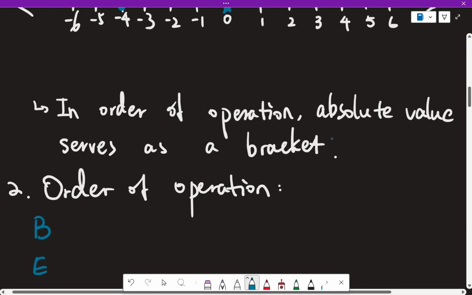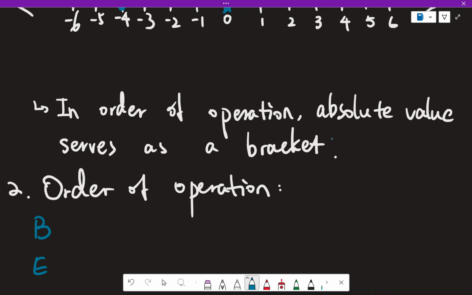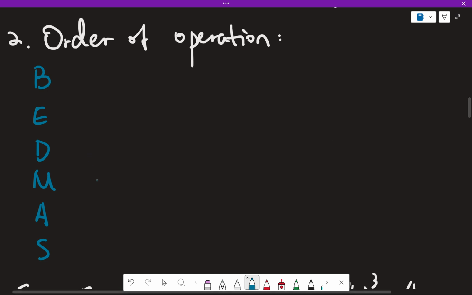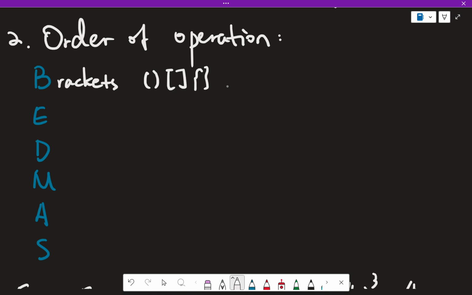In order of operations, absolute value serves as a bracket, so it has the same priority as a bracket. So next, we're going to take a look at the order of operations. A very useful acronym is BEDMAS. First, B stands for brackets, any type of bracket: a parenthesis, a square bracket, curly braces, or the absolute value bracket. Next, E stands for exponent, so x to the power of y or something in this form.